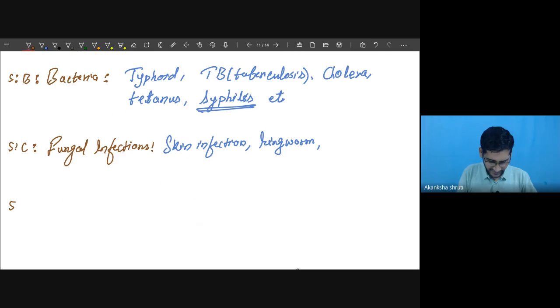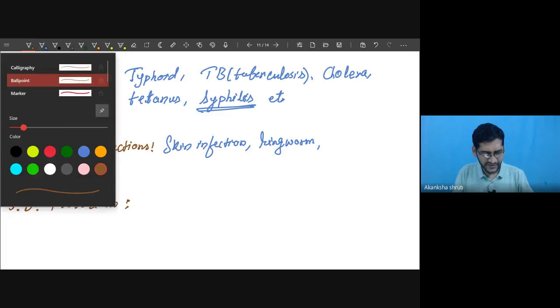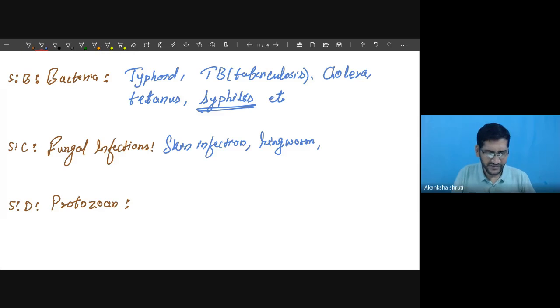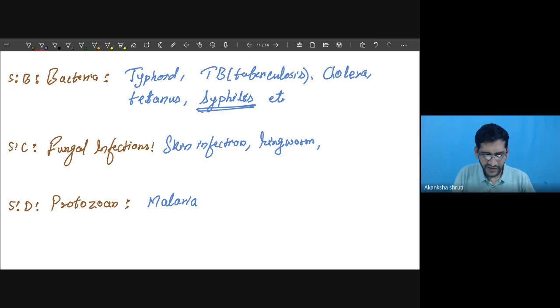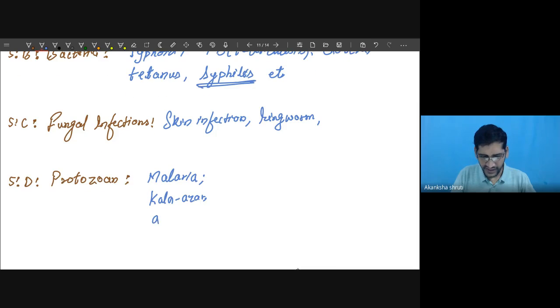The fourth category is called protozoa. Protozoan disease, just as we had written, malaria. Plasmodium. Very good. So malaria is a protozoan disease caused by plasmodium. Others are kala-azar also, and the other one is amoebiasis.